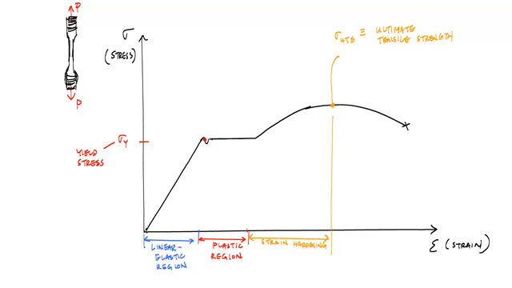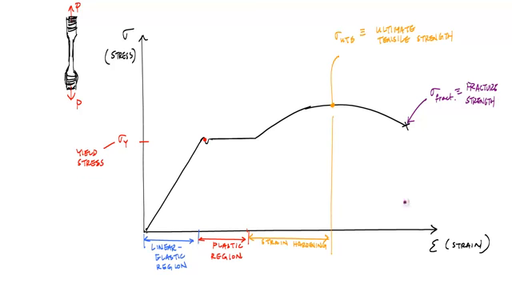And then finally up to failure. You get to a point after you reach this where the stress starts decreasing again. And here is where we get fracture, sigma fracture. This would be called the fracture strength, where the specimen physically breaks.